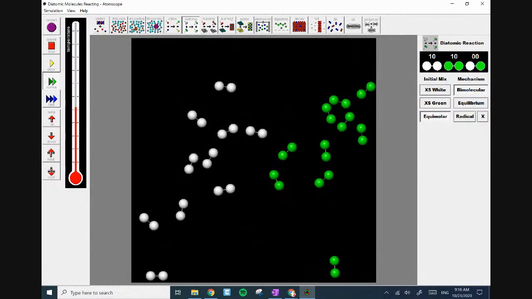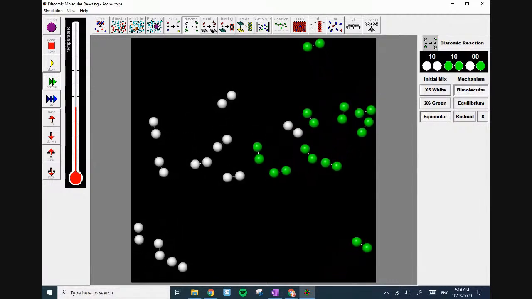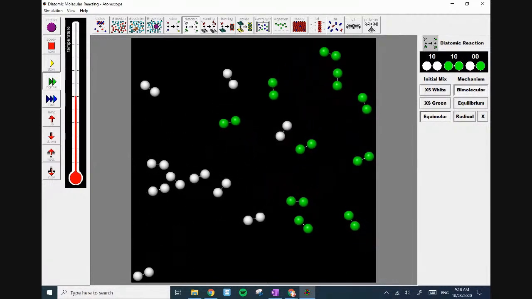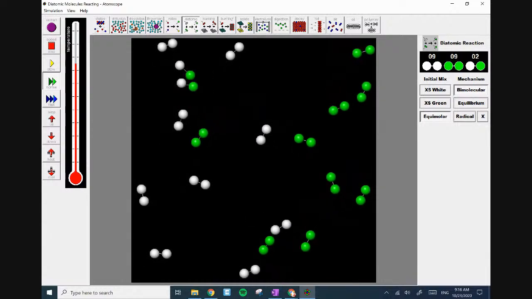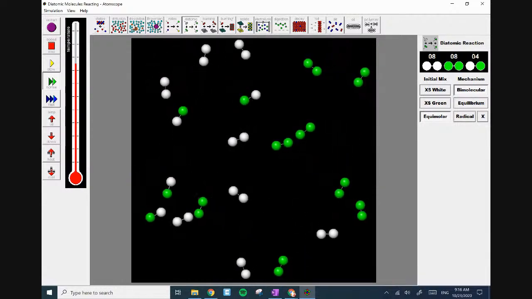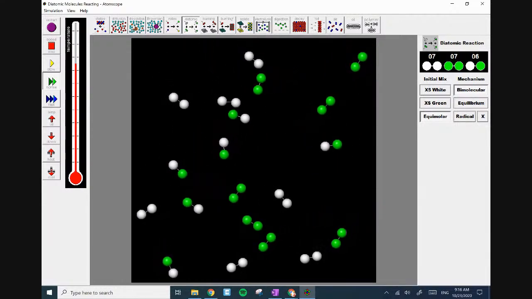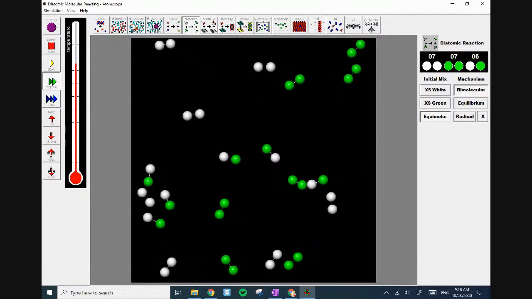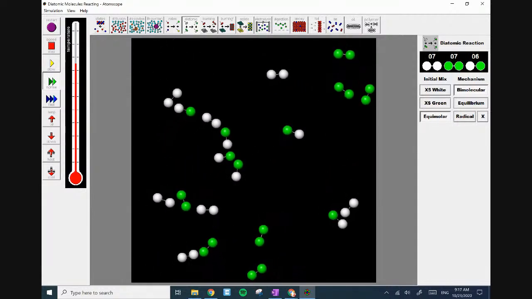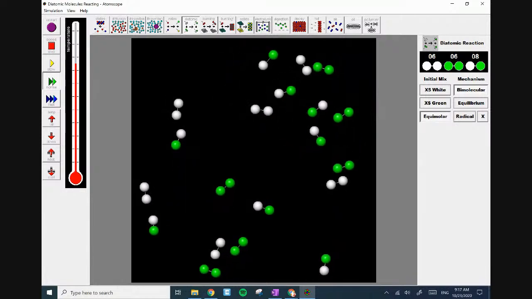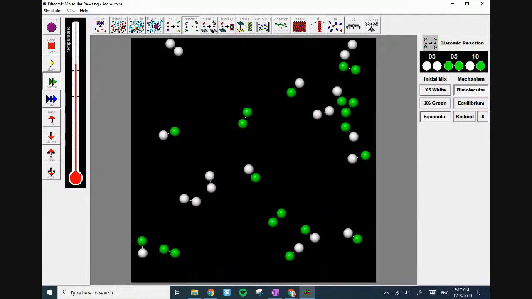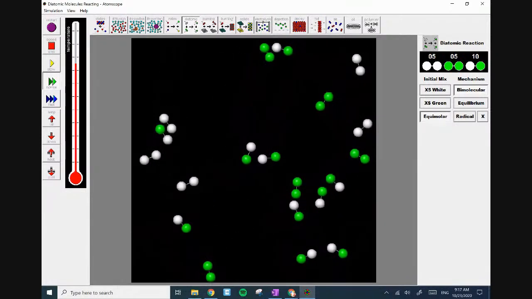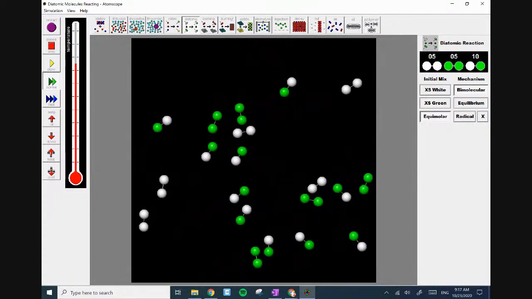When the whites and greens collide, I'm going to turn up the temperature. Just turn it up a little bit. There we go. So when the diatomic whites and the diatomic greens collide with each other, they turn into a white and green. So what I'm going to do is give 10 people in the class a molecule.